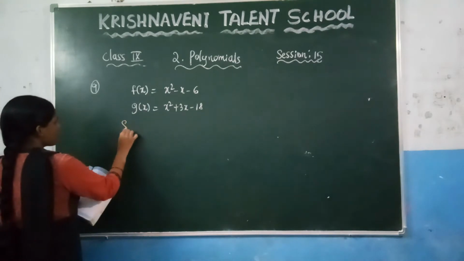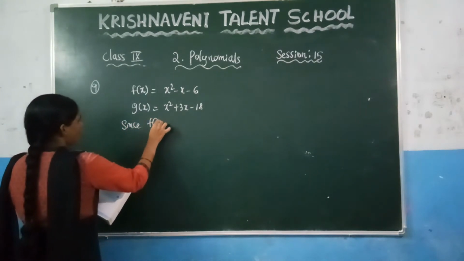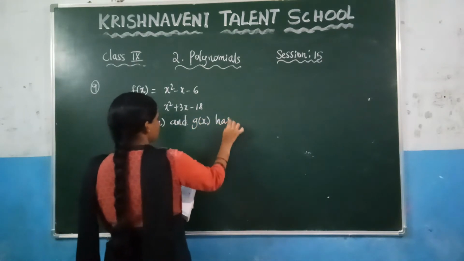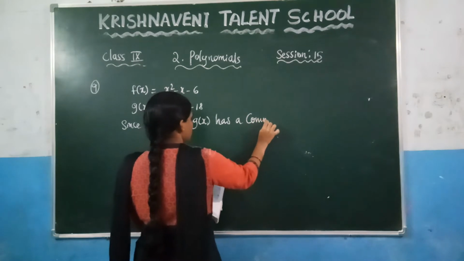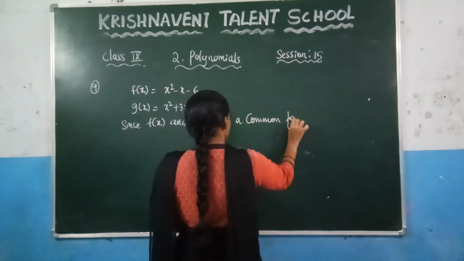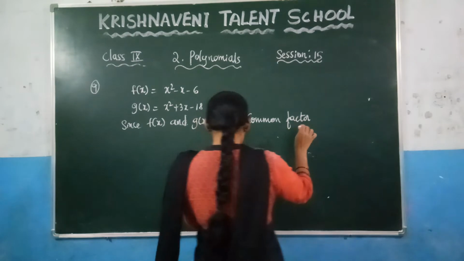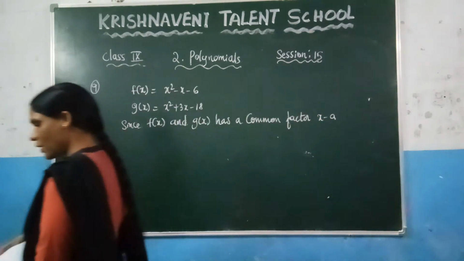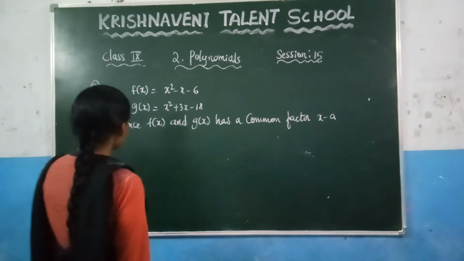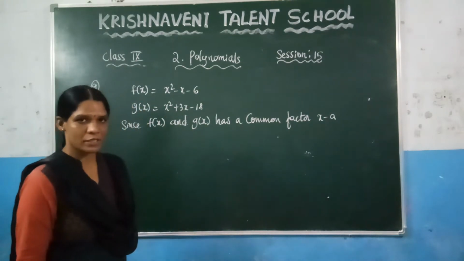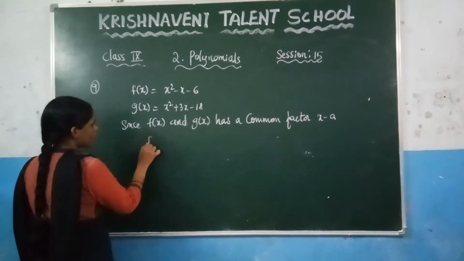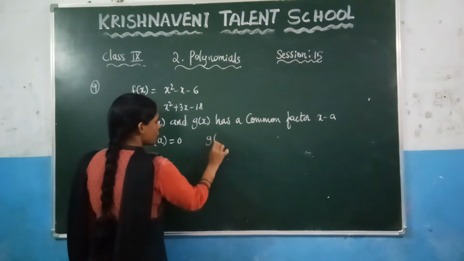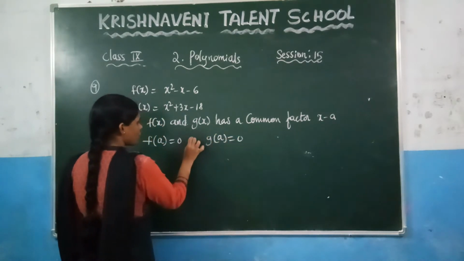So write it here, since f of x and g of x have a common factor, what is the common factor they have given? X minus a. Based on this condition we need to find the value of a. So here what they have given, these two polynomials have a common factor x minus a. So based on the factor theorem what we can write here, f of a is equal to 0. And similarly here you know that g of a is also equal to 0, right?